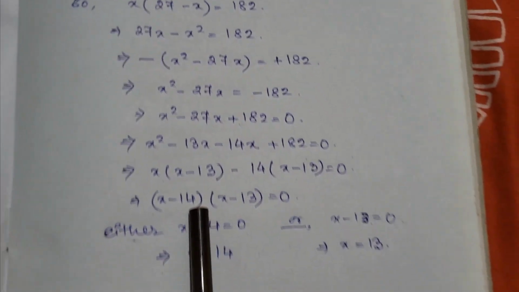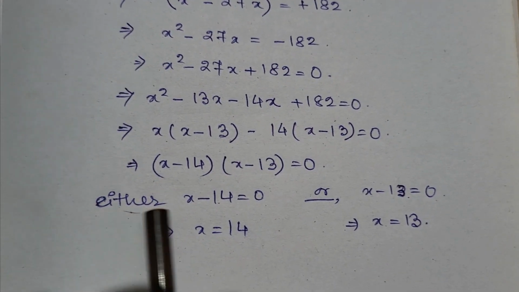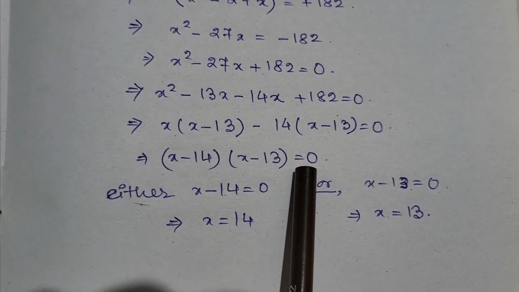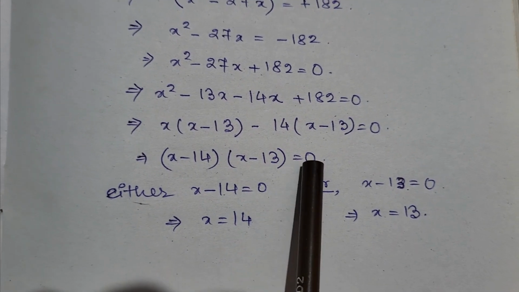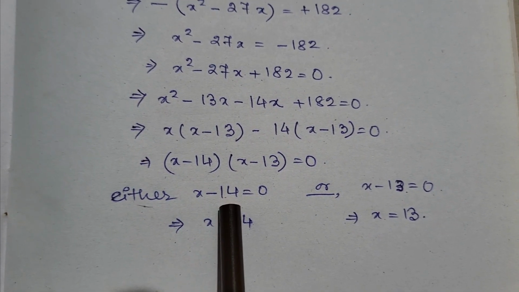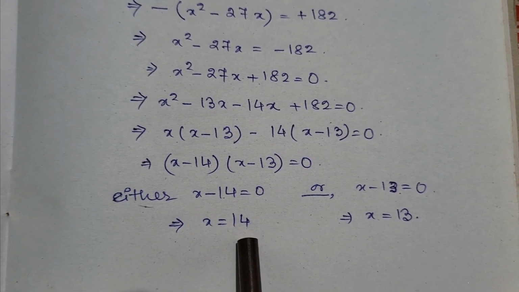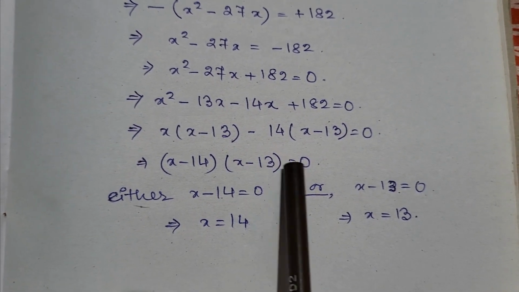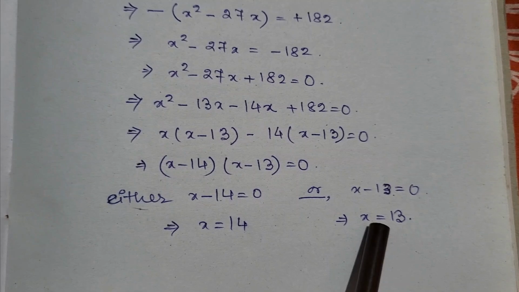Now this shows that either x minus 14 is equal to 0 or x minus 13 is equal to 0. Now if x minus 14 is equal to 0, we have x is equal to 14. If x minus 13 is equal to 0, we have x is equal to 13.